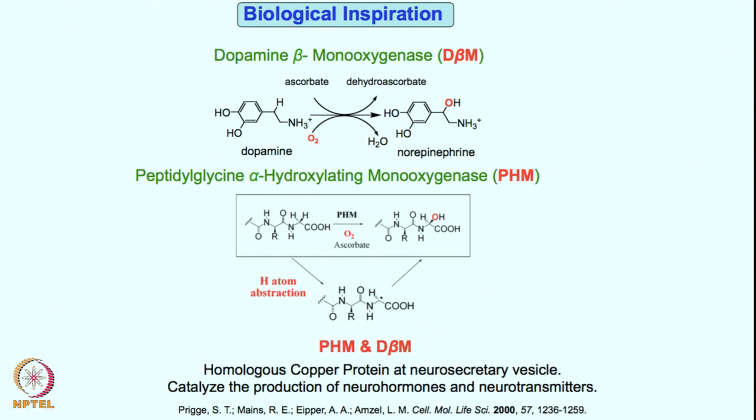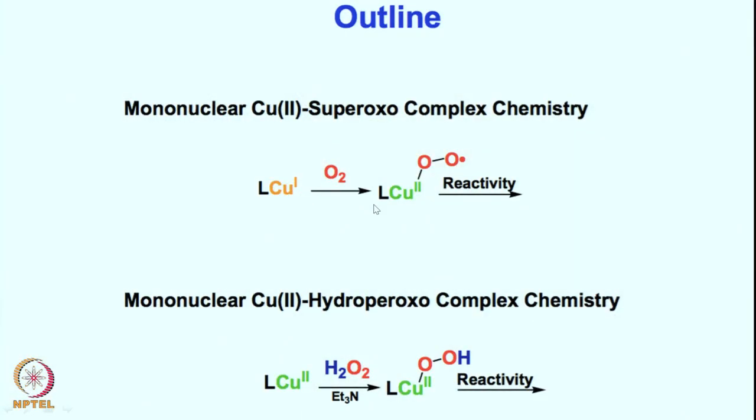So, over decades there has been deliberation, there have been controversies among the scientists in the literature about what is the real active species that is doing the chemistry. Some believe that it is the copper superoxo species. If we go back to the last slide, this is the copper superoxo species, that is the species we are trying to discuss. Others believe that it is the copper hydroperoxo species, which can be formed upon hydrogen atom abstraction from the organic substrate by this copper superoxo species to form this intermediate. So, the debate essentially focuses on whether the copper superoxo species or the copper hydroperoxo intermediate is the reactive intermediate, because both are likely to be formed in the PHM and DBM.